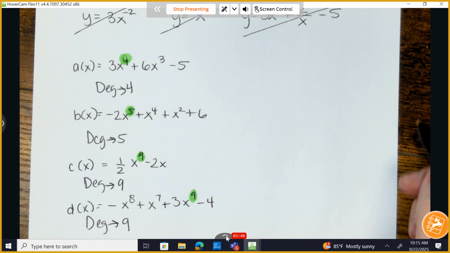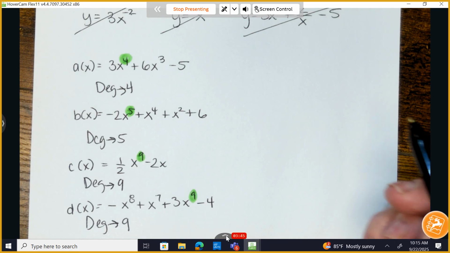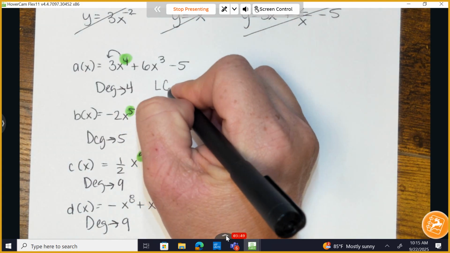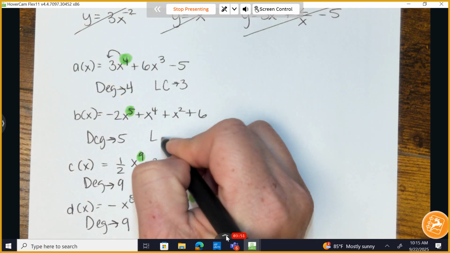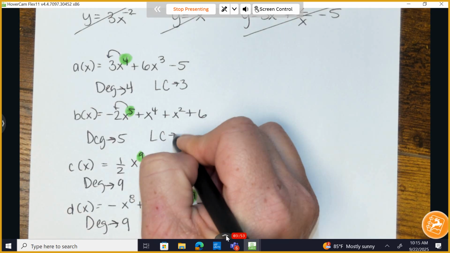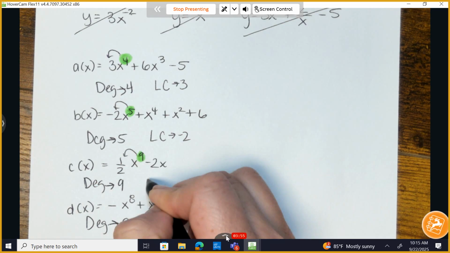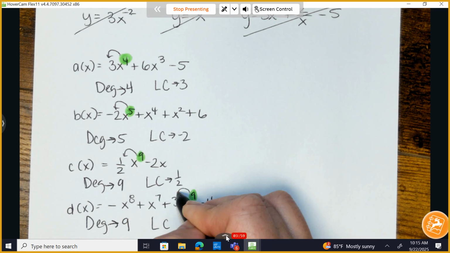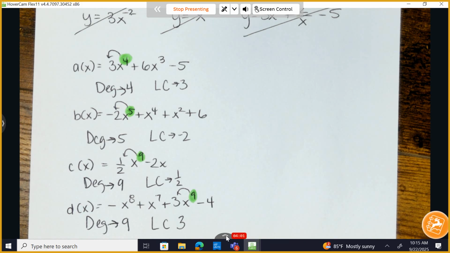Next is the leading coefficient. Once you've identified the degree, the leading coefficient is the value directly in front of that variable. The leading coefficient here is 3. The leading coefficient here is negative 2. The leading coefficient here is 1/2, and the leading coefficient here is positive 3.